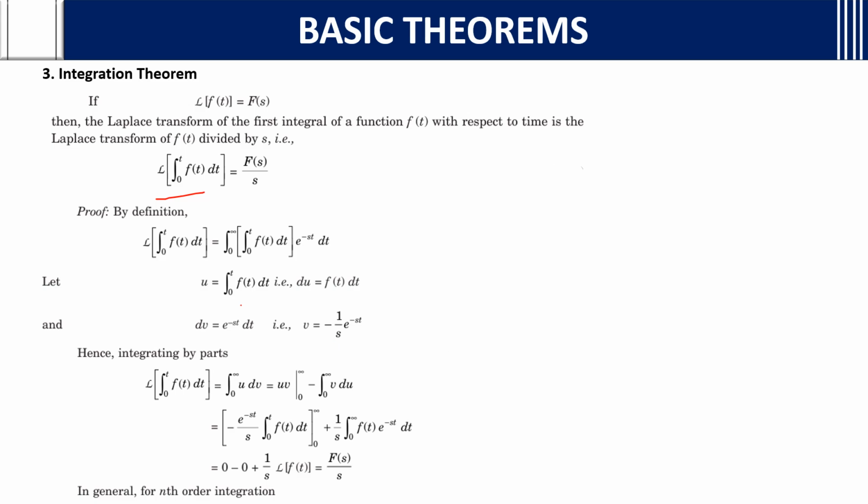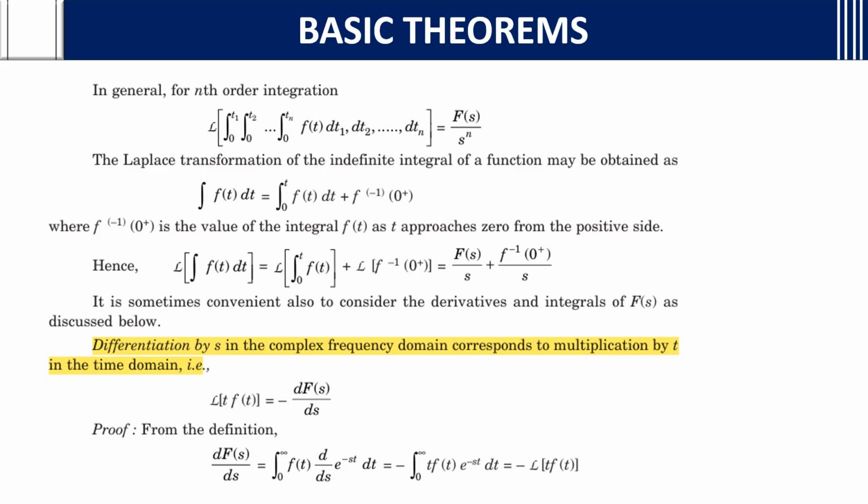You got these values. After that, you need to proceed the same way as in the previous formula. After writing that formula, substitute these values of u, dv and v wherever required. Then apply the limits. Then you will get lastly F of s by s. So we have proved F of s by s as the integration theorem for the Laplace transform of integral 0 to t f of t dt. In general, for the nth order of integration, same as the differentiation theorem, we can write it for nth order also.